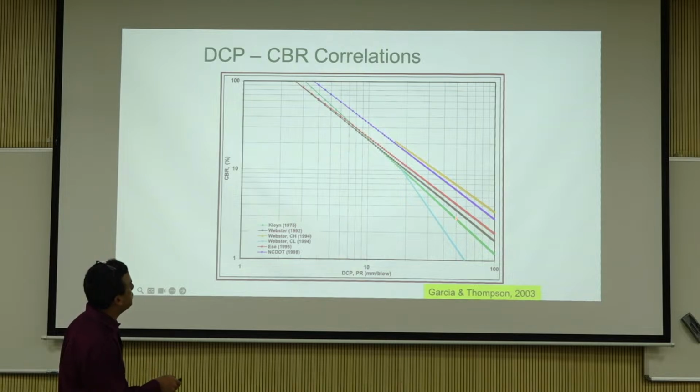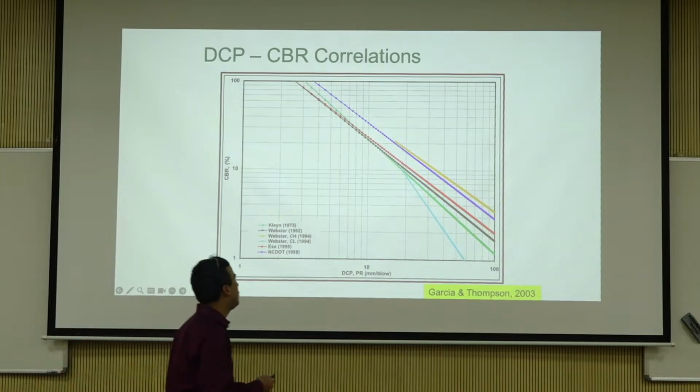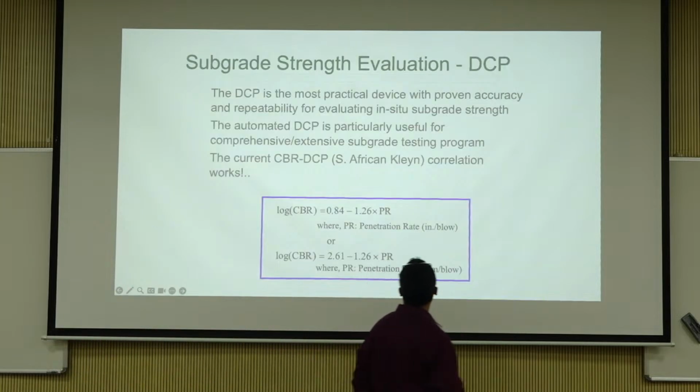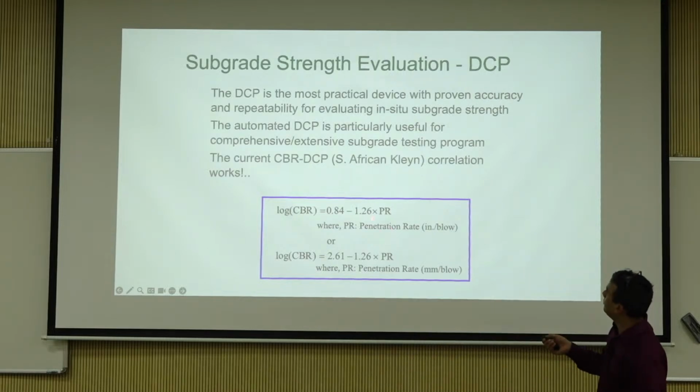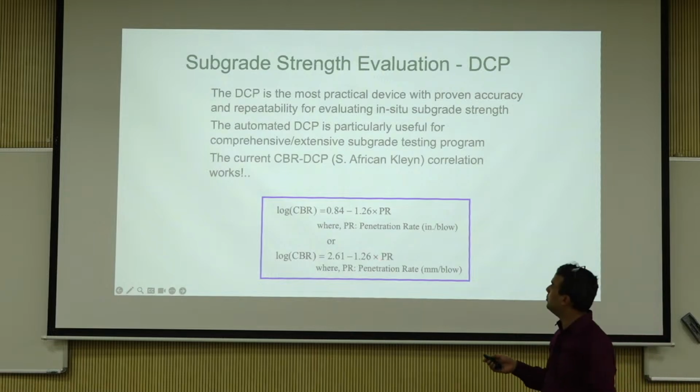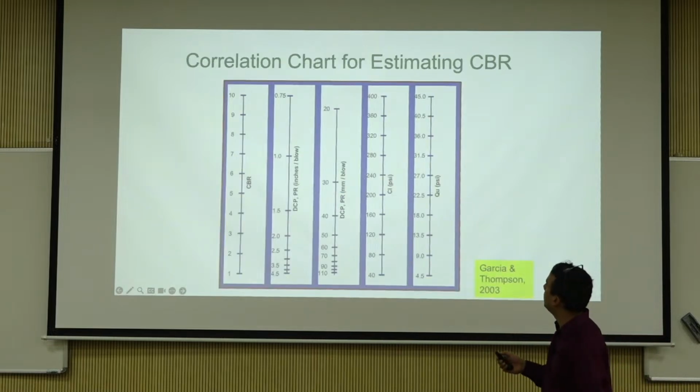The Klein equation is right here, and then Webster is the black one. NCDOT is over here. It's kind of overestimating the CBR. All the others are kind of close to each other, as you can see. So you just pick one, whatever works, and that's how we have used. This is the one that is my writing. Yeah, we use it all the time in my group and my PhD as well.